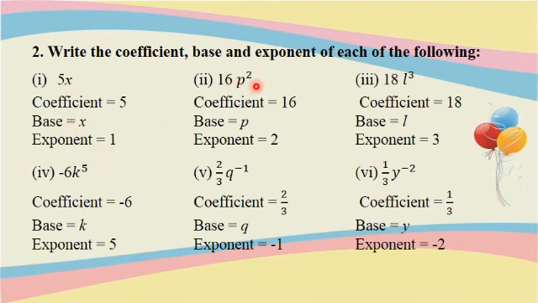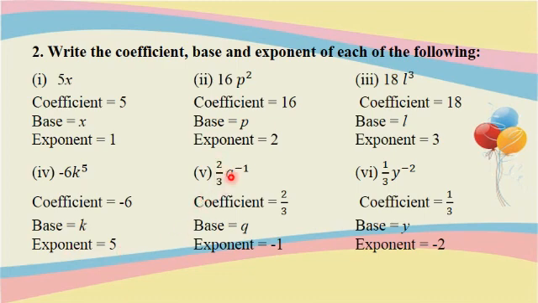16p square: the coefficient is 16, which is a constant number, and the base is p, and the exponent is 2. 18L cube: the coefficient is 18, base is L, and the exponent is 3. Minus 6k^5. Now we are observing that the constant number has a negative sign, so we will write it with the coefficient. The coefficient of this question is minus 6, the base is k, and the exponent is 5.